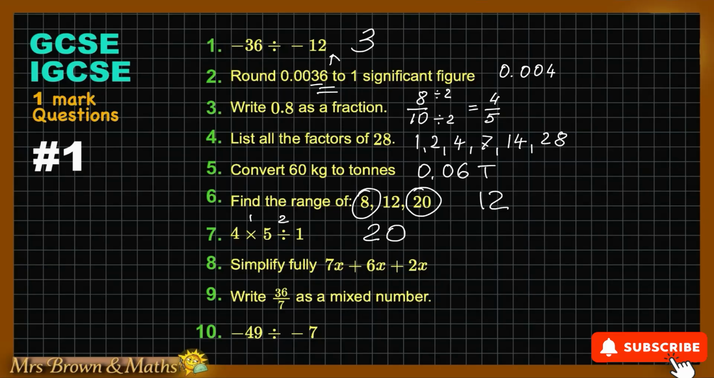Question 8. Simplify 7x plus 6x plus 2x. Combine like terms. Final answer is 15x.